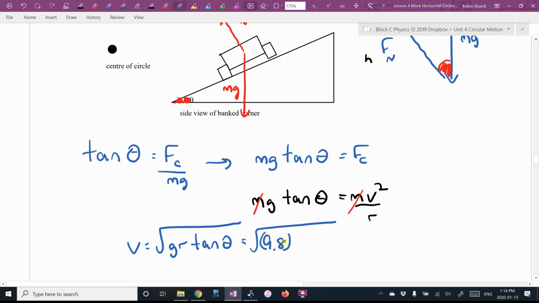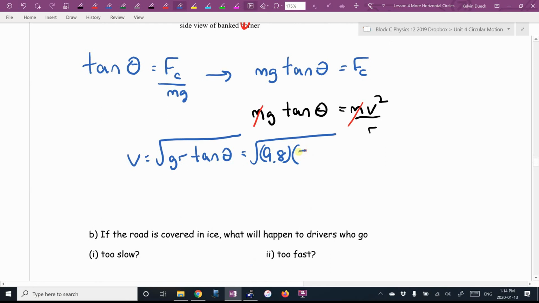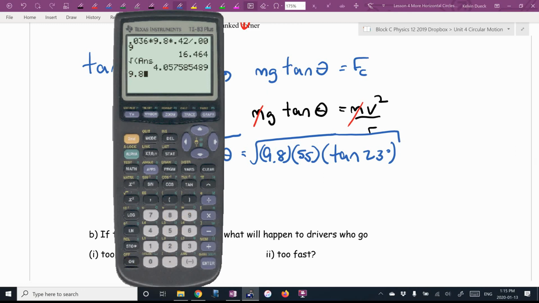And now let's plug in numbers. It's going to be 9.8. What's the radius of this banked corner? 55. Tan 23 degrees. That's 15.1 meters per second, or in kilometers per hour, you can take this corner at 54 kilometers per hour. So this could be a corner that you could put in a subdivision and you wouldn't need to put a speed limit.